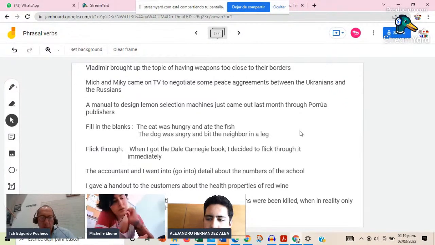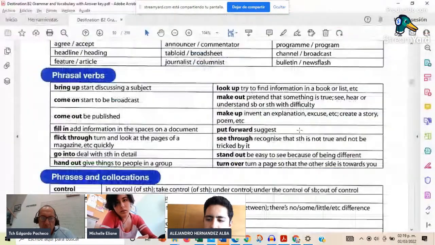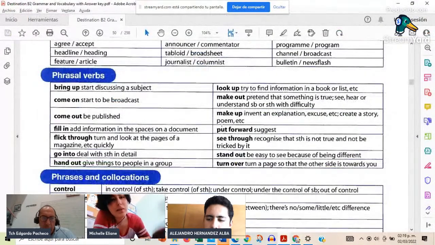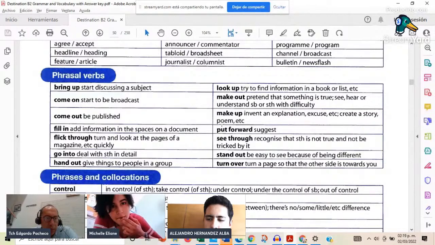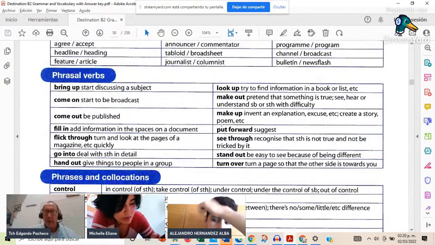Can you show me the list of the phrasal verbs? Yeah, here it is. Phrasal verbs: bring up, come on, come out, fill in, flick through, go into, hand out, look up, make out, make up, put forward, see through, stand out, turn over.